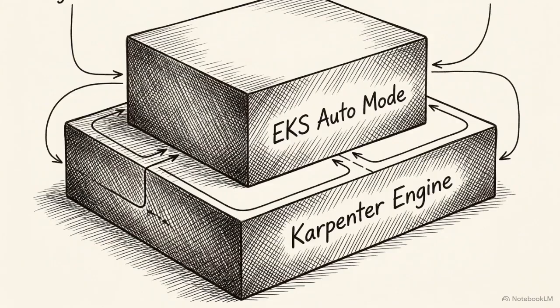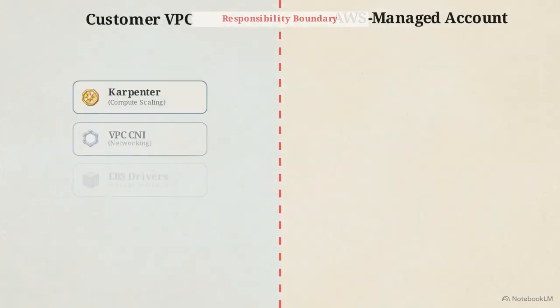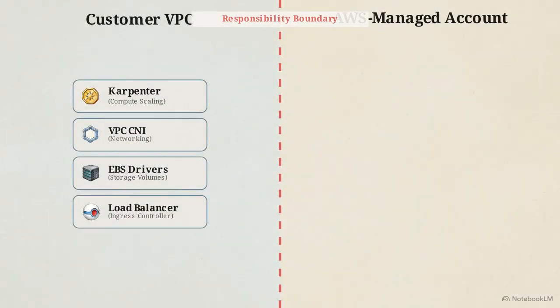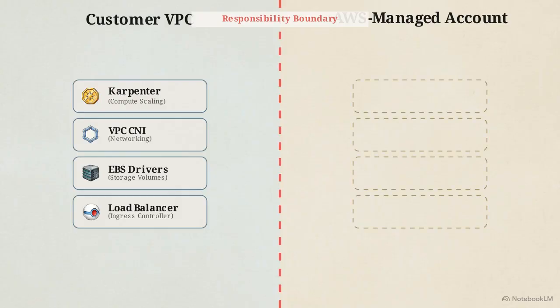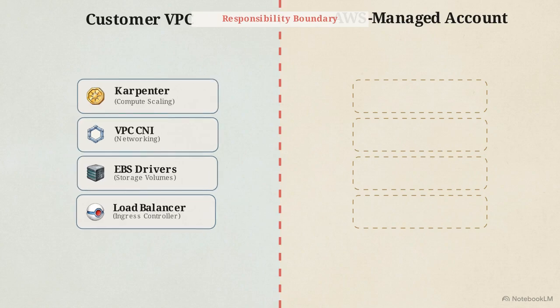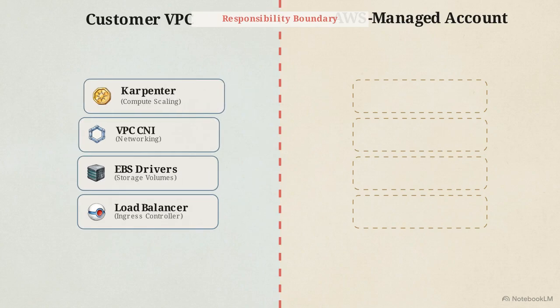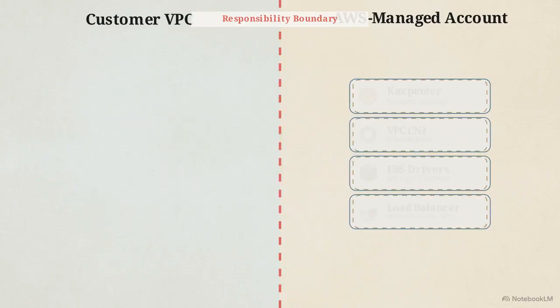EKS Auto Mode is a no-ops abstraction layer built directly on top of Karpenter's provisioning logic. Here we see the core architectural shift, a redrawn boundary of shared responsibility between your VPC and the AWS-managed accounts. AWS extracts the critical data plane controllers, including Karpenter, the VPC CNI, EBS storage drivers, and load balancers, out of your cluster entirely. They slide across the boundary line into AWS-managed infrastructure.